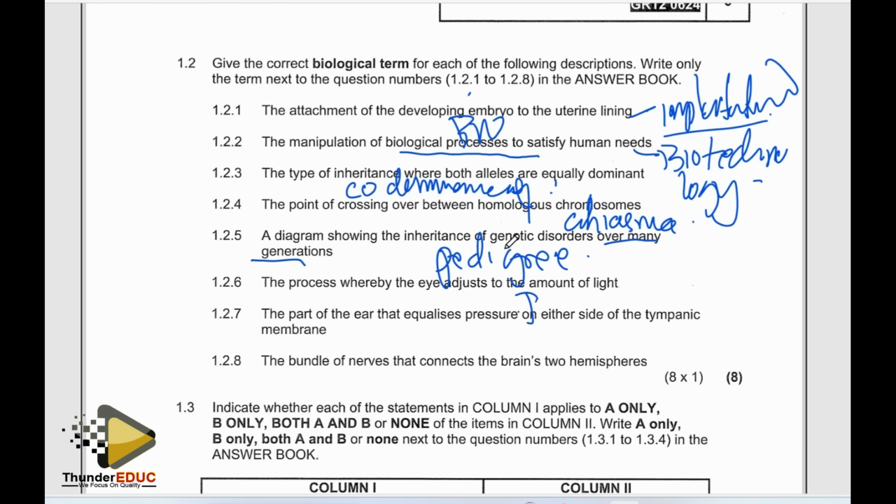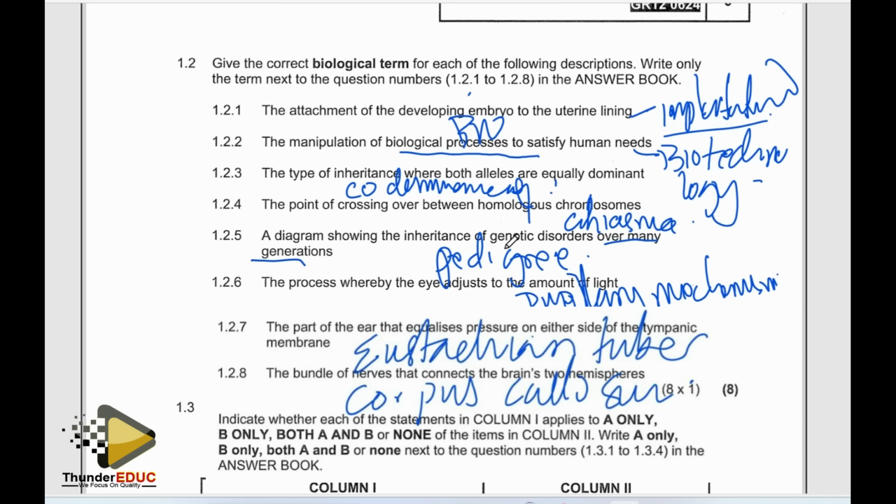The process whereby the eye is adjusted to the amount of light, how do you call it? We call it the pupillary mechanism. They are saying the part of the ear that equalizes pressure on either side of the tympanic membrane.